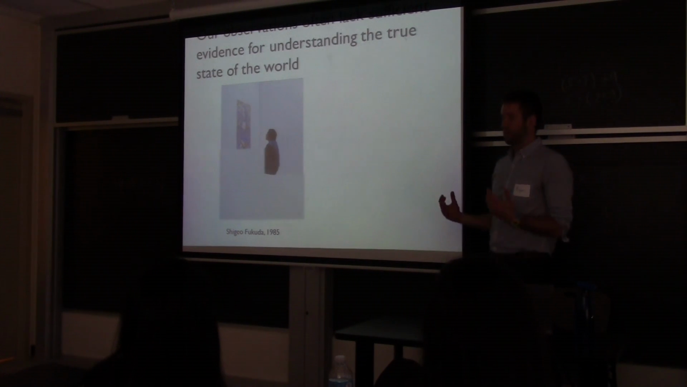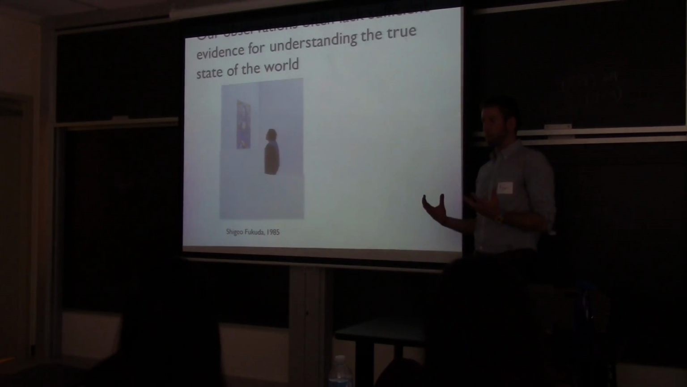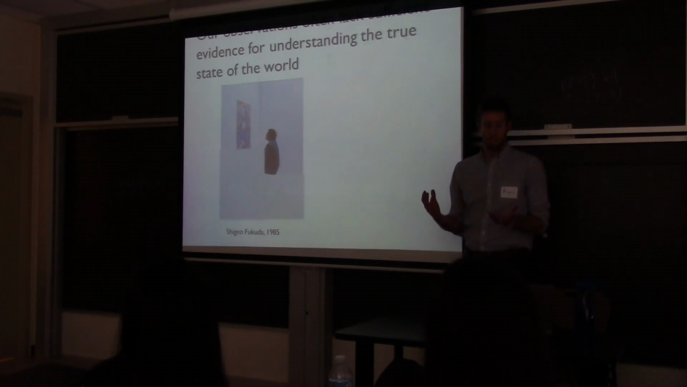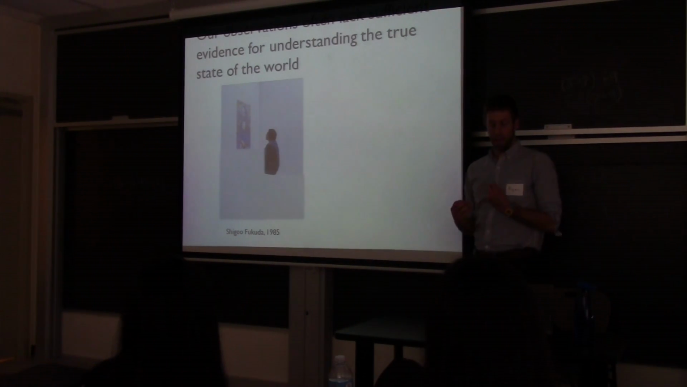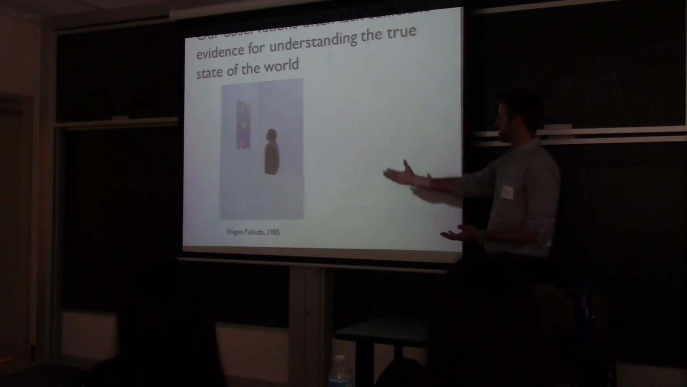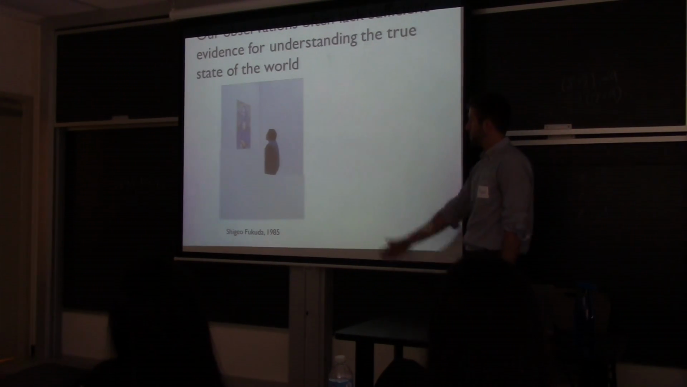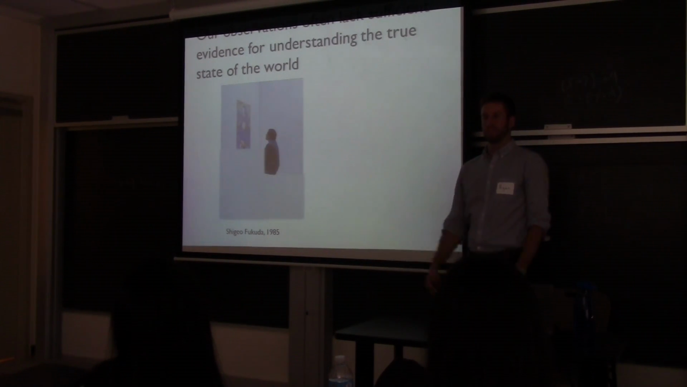So the idea is that often when we're looking at the world and taking measurements or observations, we have a lack of sufficient evidence to really know what's going on in the world. So this is a picture, and you see a guy. What do you guys see here? Tell me what you see.